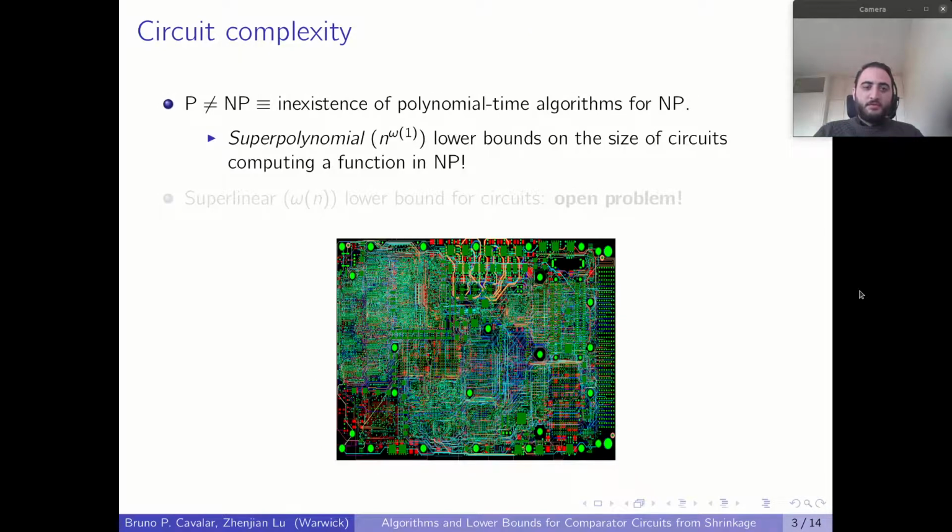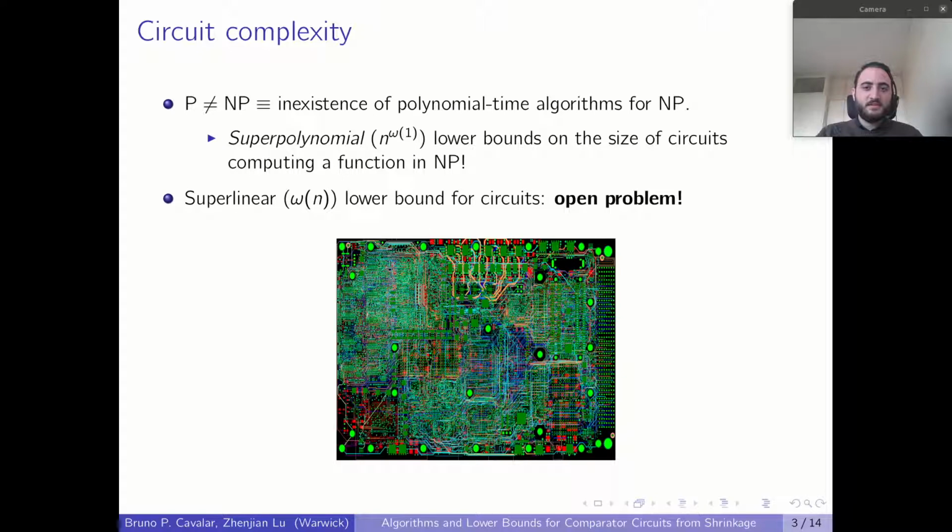So the well-known problem of P versus NP is basically about the inexistence of polynomial time algorithms for the complexity class NP. So to separate P from NP, taking the information from the previous slide, it suffices to show superpolynomial lower bounds on the size of circuits computing a function in NP. However, proving circuit lower bounds in general has proved to be very hard. Indeed, superlinear lower bounds for circuits is still an open problem. The best lower bound we have for general circuits is of the order 5n.